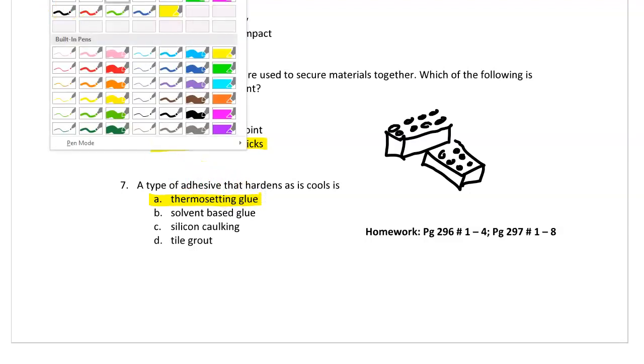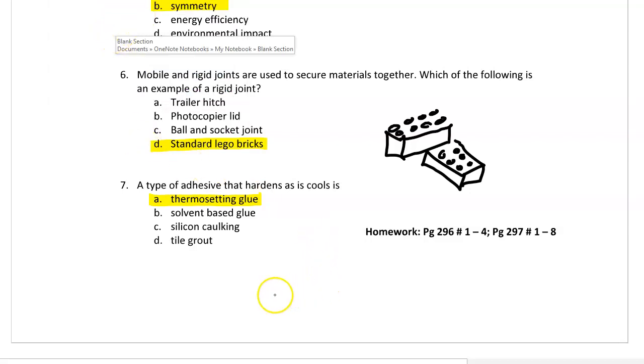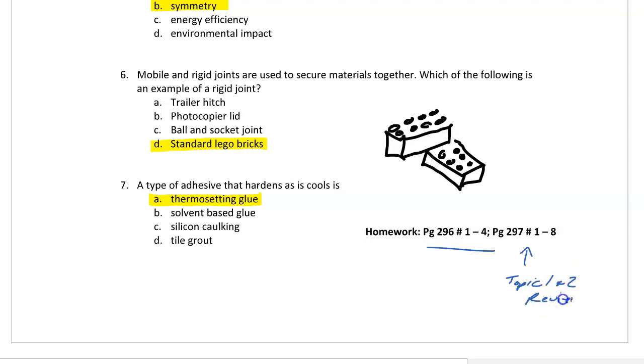Okay, so homework for this section: 296, 1 to 4, and then a topic 1 and 2 review can be found on page 297.